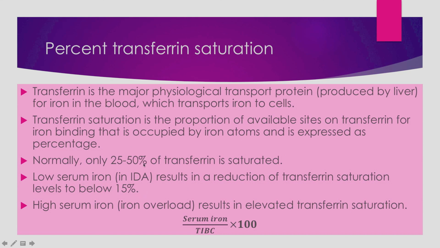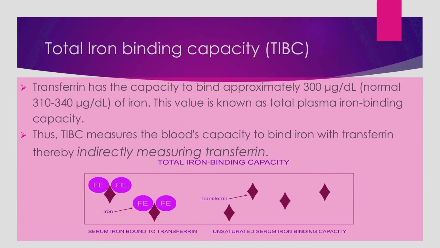It is calculated by serum iron divided by total iron binding capacity, multiplied by 100. Now what is this total iron binding capacity? It is another test. The transferrin protein, which is produced by the liver and carries iron, has the capacity to bind approximately 300 microgram per deciliter of iron. This value is known as total plasma iron binding capacity. So basically this TIBC is the blood capacity to bind iron with transferrin.